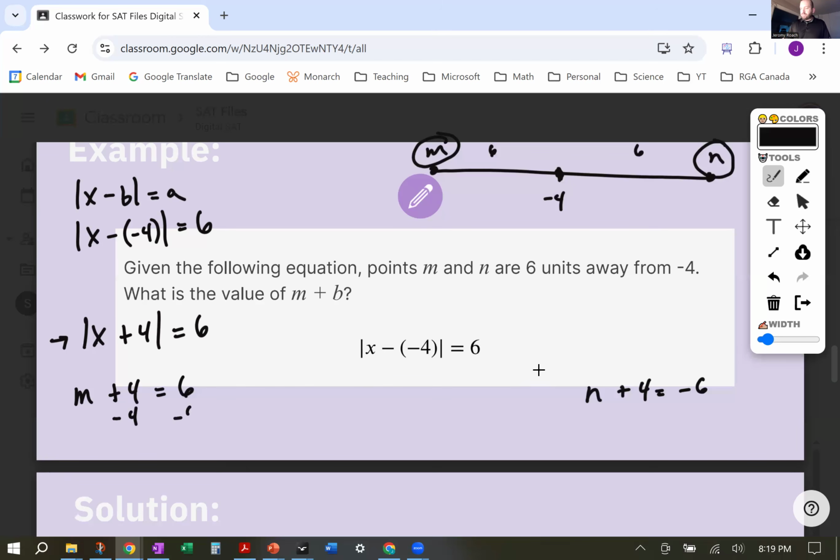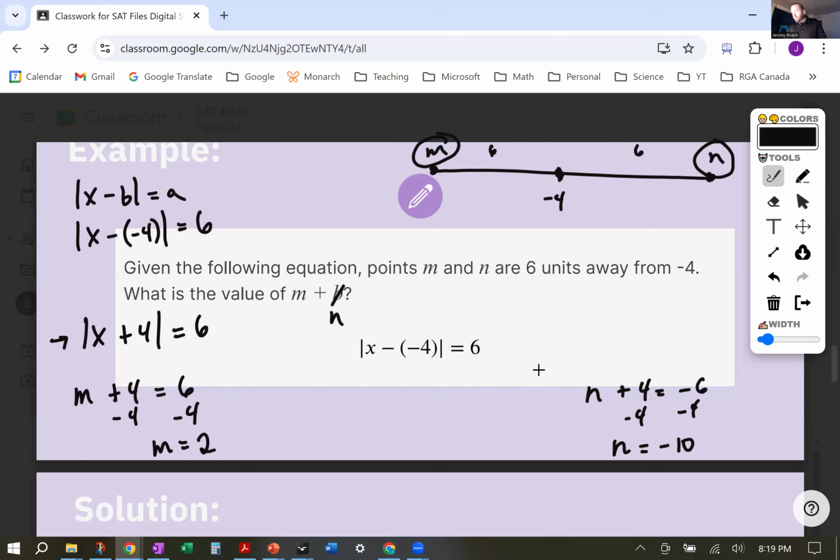And we can subtract 4 on both sides. We get M is 2. Subtract 4 on both sides here. We get N is negative 10. So now it says, what's M plus B? If we go down further, I think that what they were trying to get at is what's M plus N. That's on the next slide there.